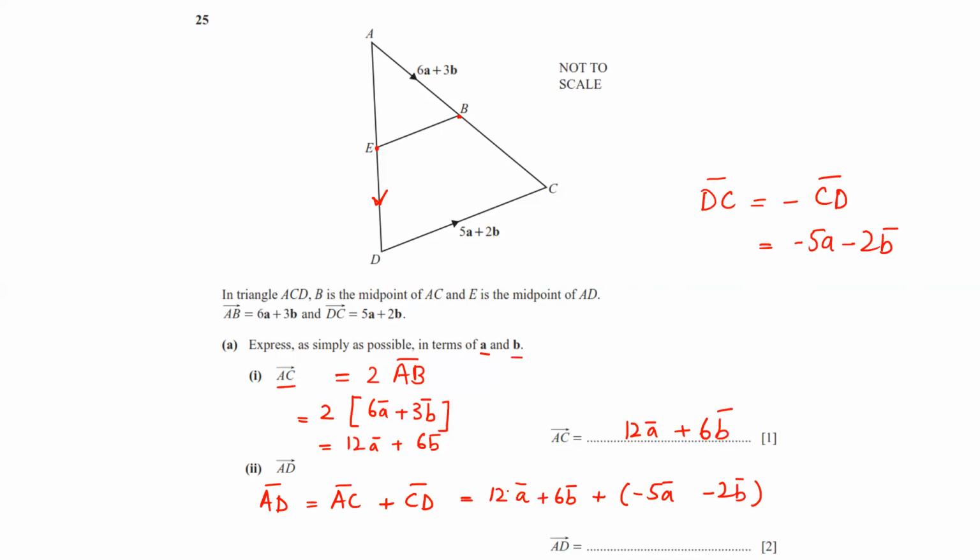Okay, so remember A and B are vector signs. So it comes out to be 12 minus 5, so 7A plus 6 minus 2, 4B. So AD is 7A plus 4B vector. So this is the other vector we are getting.